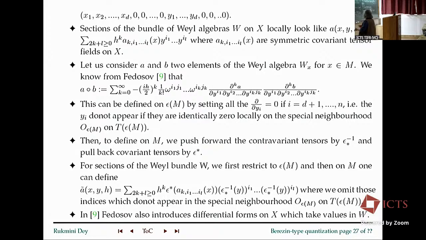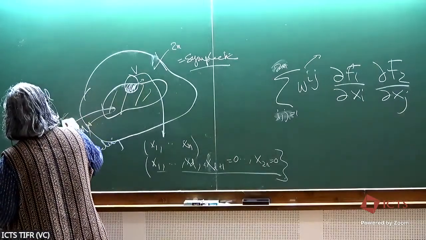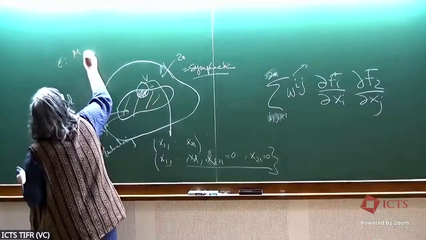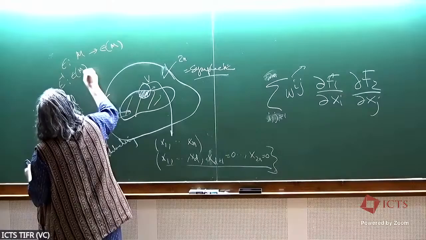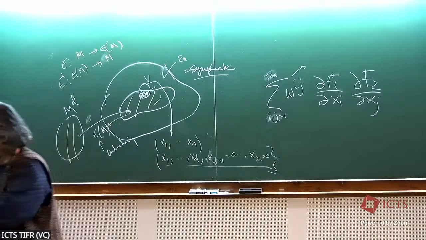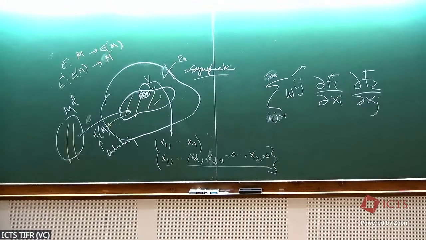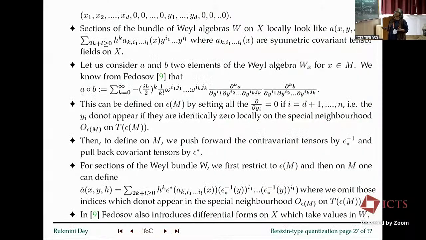So from m to epsilon m, epsilon is a diffeomorphism. I'm assuming these are diffeomorphisms. And then what I do is I push forward the contravariant tensors by epsilon star inverse and pull back the covariant tensors by epsilon star. So this is how I define it on the M.